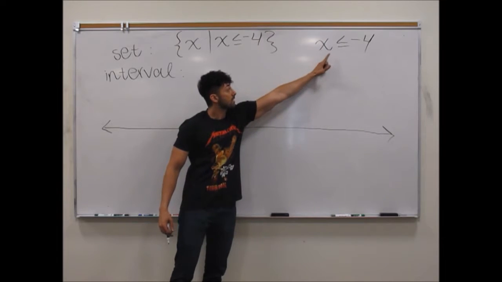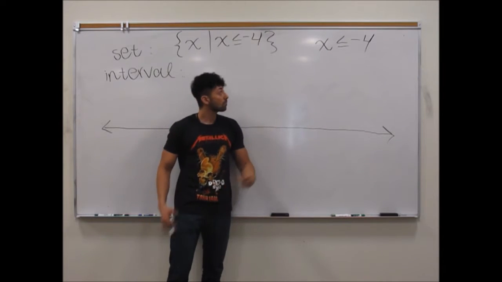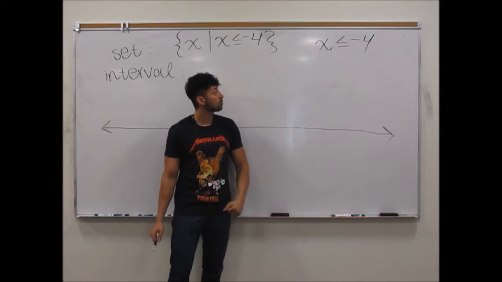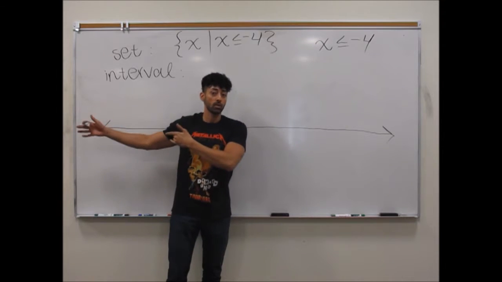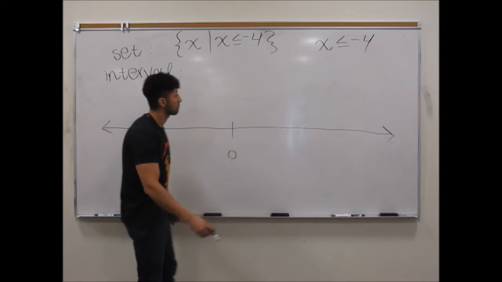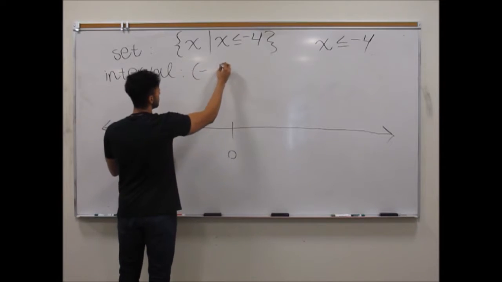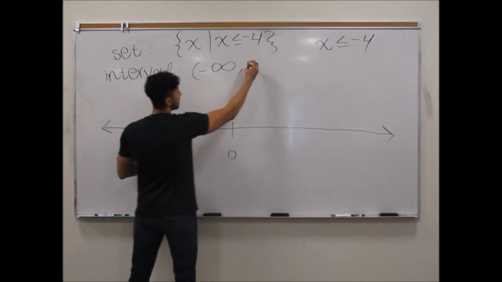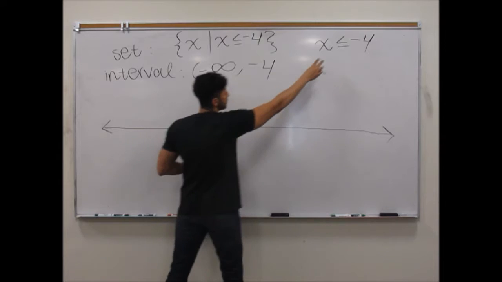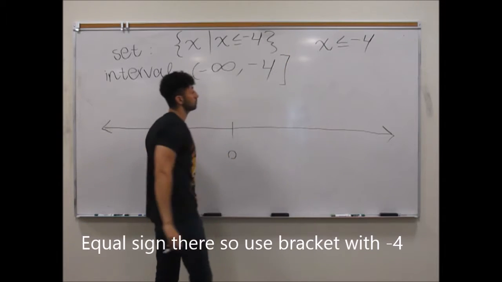So it's saying x is less than -4, so that would be coming from negative infinity. That's the smallest value you get, so negative infinity, and then we get to -4, and since we're including it, we're going to use a bracket.